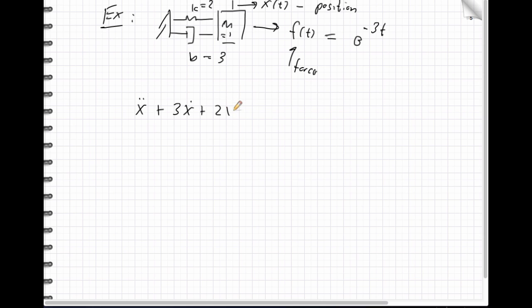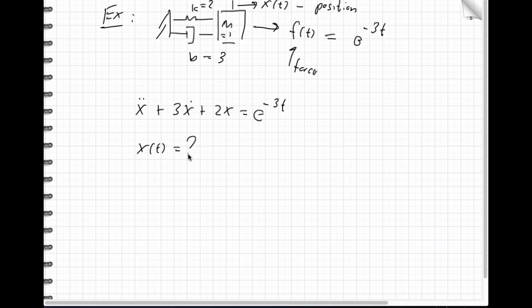This is the differential equation that governs this problem. Your differential equation governing your state, or your position, and you have your input. All right. So again, what are we trying to find out? We're trying to find out what x of t is equal to.